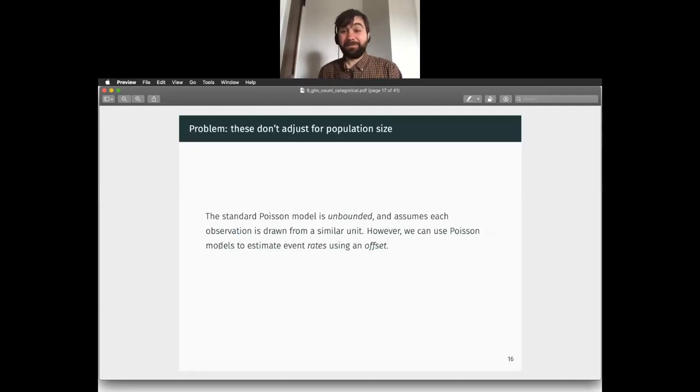Anyway, okay. So back to regression models. The standard Poisson model is unbounded, meaning that the count can go up to infinity, right? It assumes that there's nothing constraining the right-hand side of the count model other than the lambda parameter. But what if it's bounded? There's a maximum number of events that could occur because maybe an event can only occur once per person, like a death can only occur once per person.